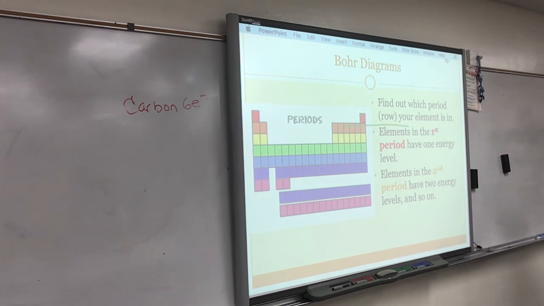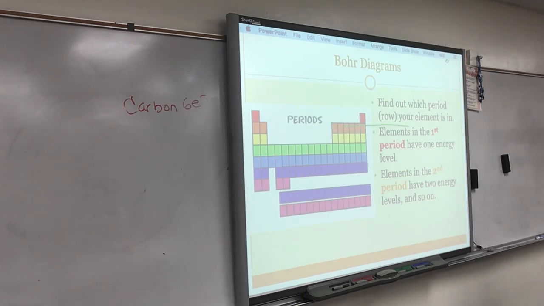The number of periods will tell you how many energy levels you're going to draw. So are we clear? Determine in what period it is, and that will tell you how many energy levels you're going to draw. Those are the circles around.